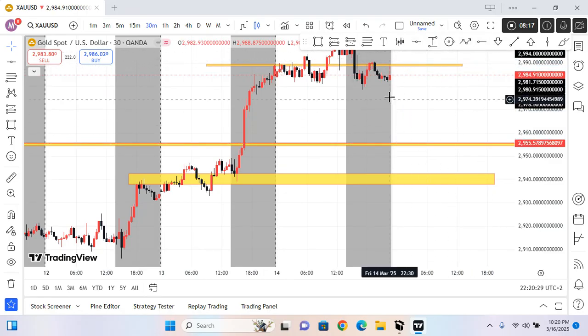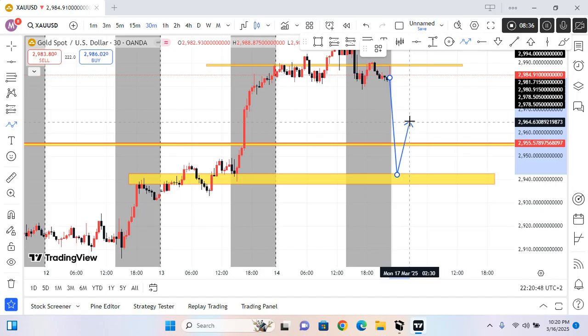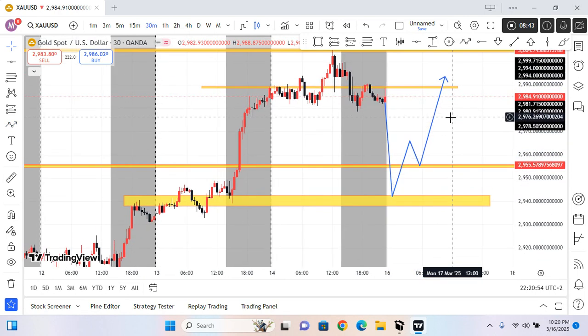Let me mark it correctly. It will come here from here, break, take out the sellers while they were expecting that it's a selling opportunity, yet it's a buying opportunity. And then a break coming here and then test this zone and then push up.